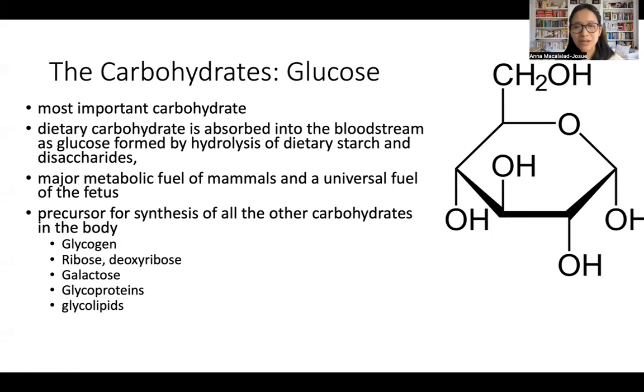All dietary carbohydrates are absorbed into the bloodstream when you eat food as glucose, formed by the hydrolysis of dietary starch and disaccharides. So for example, when you eat rice, we're all Asians, so we eat rice almost every day, the starch in the rice is broken down in the gut by your digestive enzymes such as your amylase.